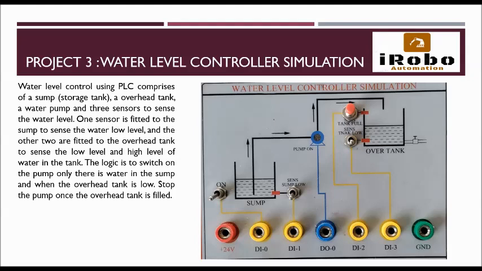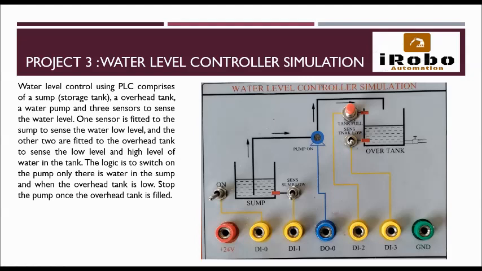Water level control using PLC comprises a sump, that is a storage tank, an overhead tank, a water pump, and three sensors altogether. One sensor is fitted to the sump to sense the water low level, and the other two are fitted to the overhead tank, a high level and a low level sensor. The logic is to switch on the pump only when there is water in the sump, and when the overhead tank is low. This is very important.